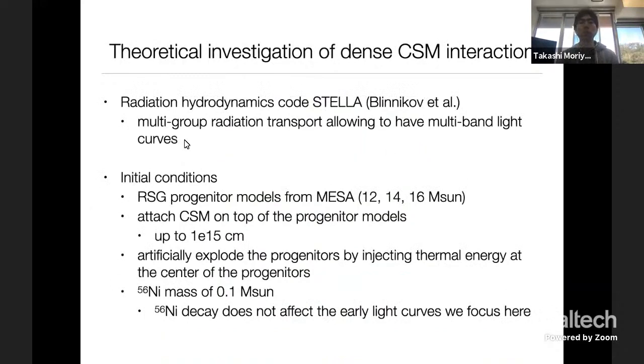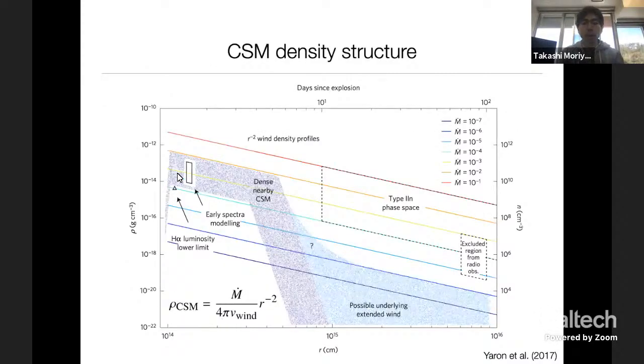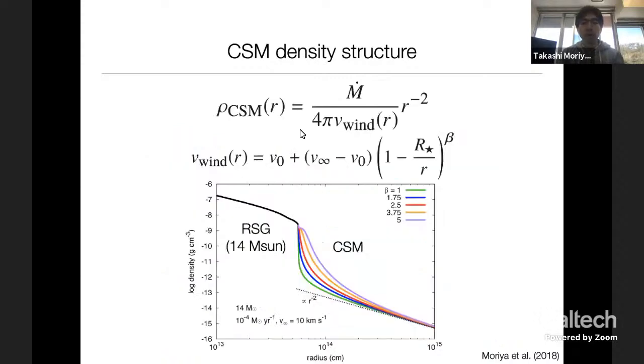This code also allows us to model the multi-group, multi-frequency light curve, so we can get light curves in different bands. We took several red supergiant progenitors and put dense circumstellar matter up to 10 to the 15 centimeter, as I introduced. Then we put thermal energy to let the star explode. We put some nickel, but we focus on the early phase light curve, so this nickel is not relevant here. Anyway, we put this kind of structure, and this is just above the progenitor.